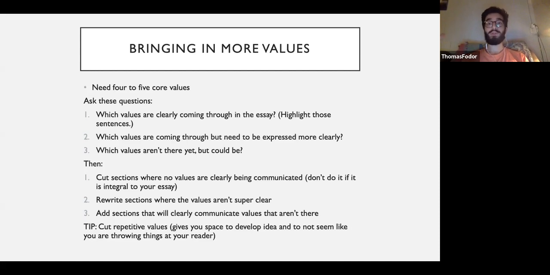And also make sure to cut those repetitive values. If you have hard work and dedicated, those are very, very similar. So focus on one, unless there's a clear reason why you should include both of those in your essay. All right, so doing this exercise is going to make your values a lot clearer and a lot more obvious to your reader.